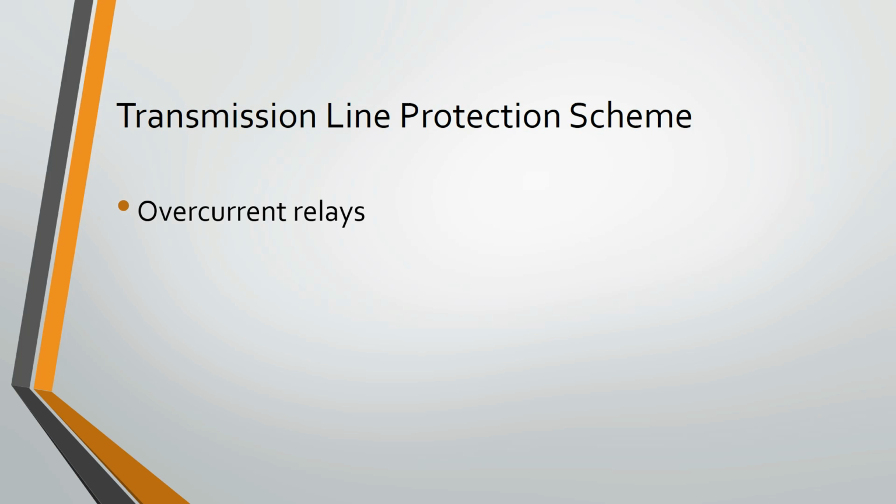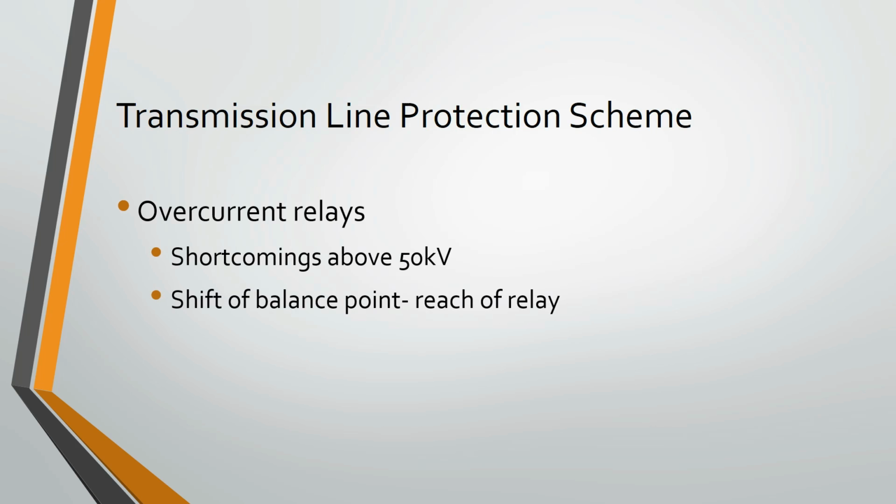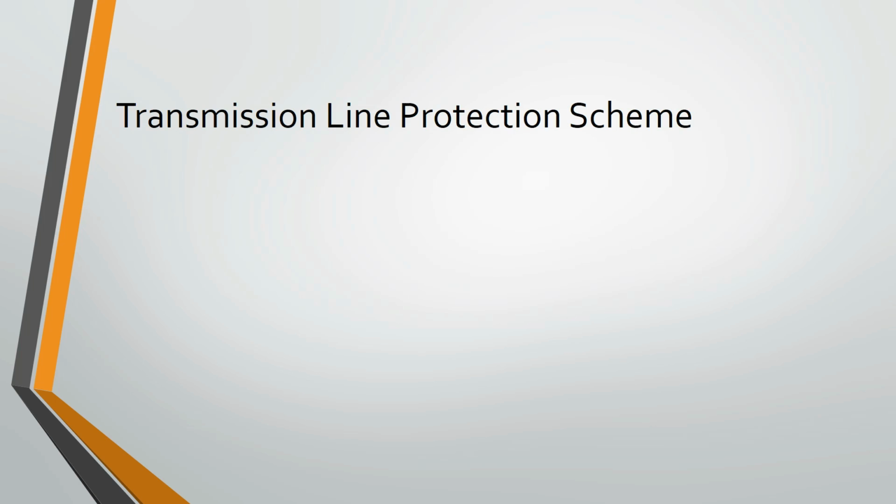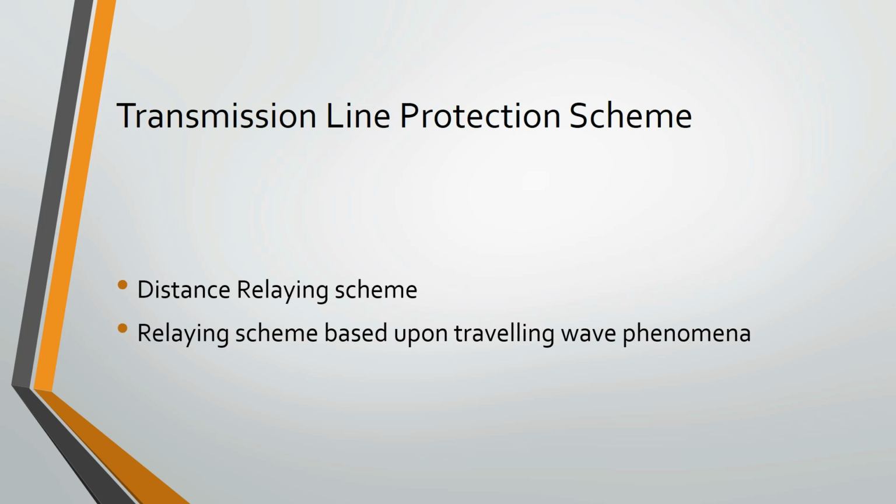Transmission line protection scheme. In past days, overcurrent relays were used for the protection scheme of transmission line. They had some shortcomings above 50 kV, that is, shift of balance point or the reach of the relay. Now this was due to the changing type of faults, the change in generation capacity, and the switching of loads, which is random. So the distance relaying scheme was introduced.